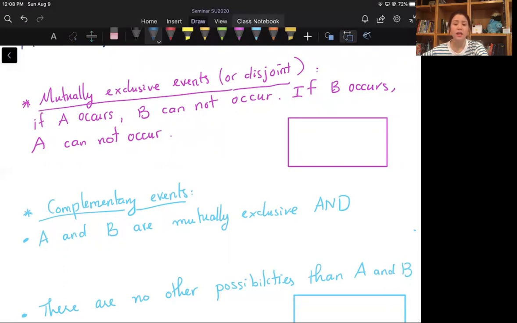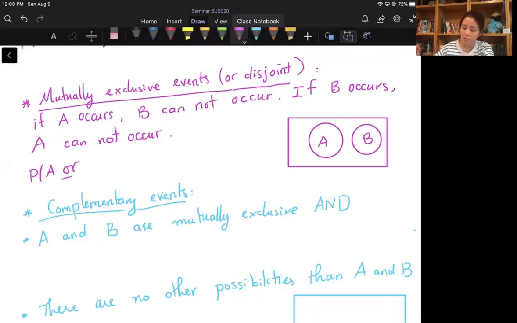Their intersection is empty. Let me show you the Venn diagram first. If I have event A and event B, there is no intersection between the two. In probability notation, P of A or B for mutually exclusive events is just equal to the sum of the probability of A plus the probability of B.